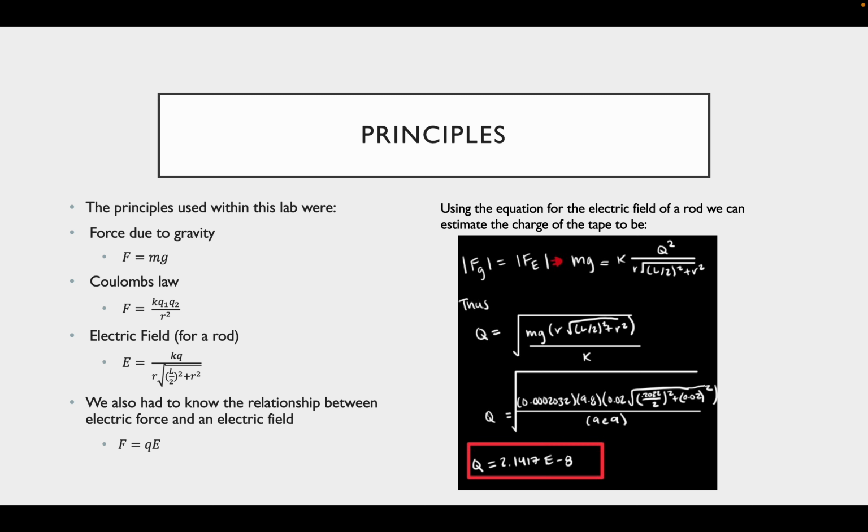And then by knowing the relationship between electric force and electric fields, we can take the electric field equation and multiply it by Q to get this equation over here, which is equal to the electric force on the tape as a rod. By then setting that equal to gravity, since it would be in equilibrium as the tape is floating, we can then find Q and get an estimate of Q to plug into our computational model. And the estimate we got was 2.14 times 10 to the negative eighth.